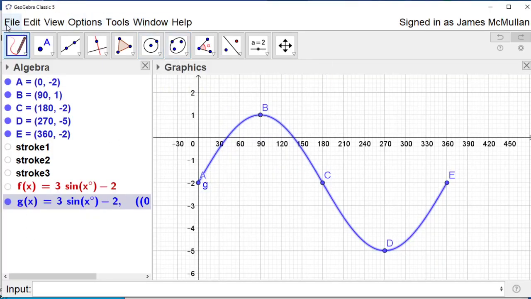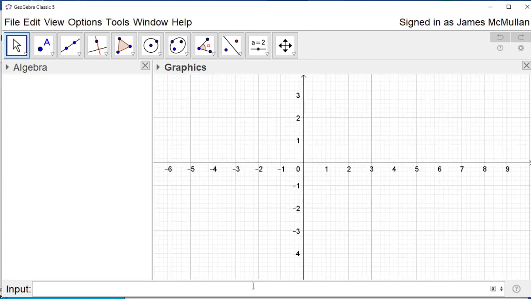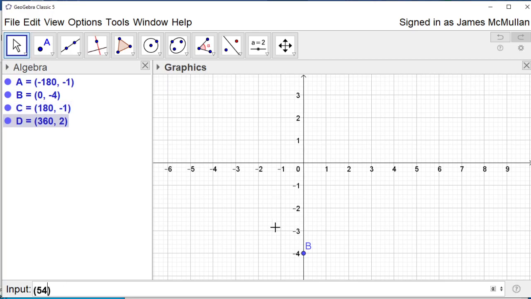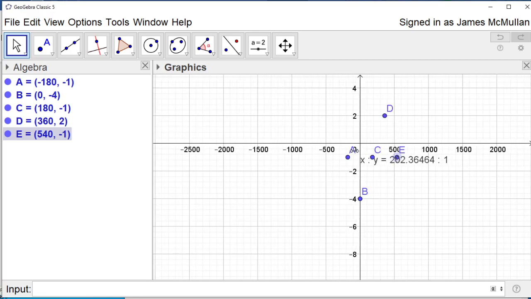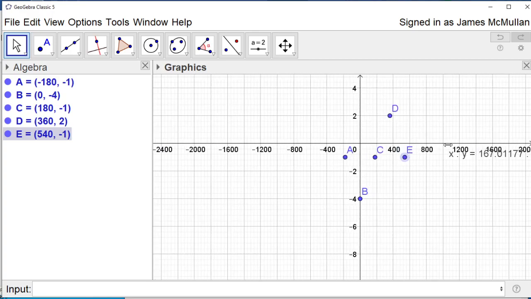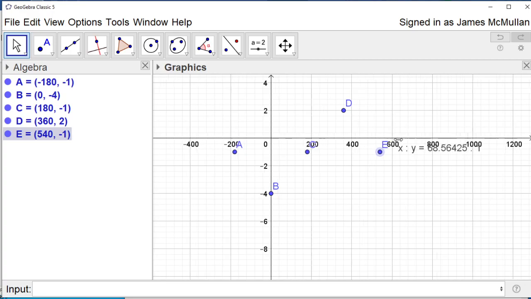So we started with the point, oh, that was not so smart. Negative 180, negative 1. Then we had 0 and negative 4. Then we had 180 and negative 1 again. Then we had 360 and positive 2. And then we had 540 and negative 1 again. Okay, so when you look at this, your graph should look sort of something like this.